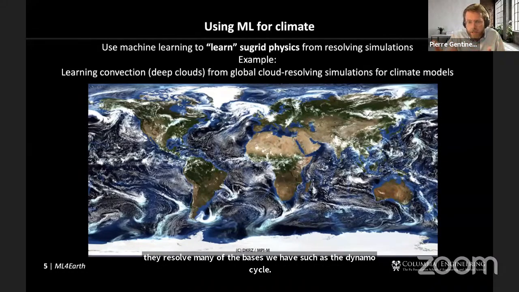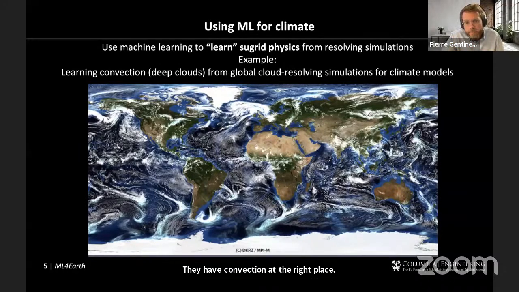They have convection at the right place. And so maybe what we could think of is basically using those and learning from those simulations, even though they might be just over a short period of time, and using them as kind of a template for how we should actually deal and represent convection in a coarse resolution model. Okay, and that's one example of such a cloud resolving simulation.